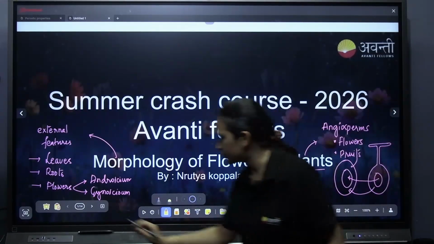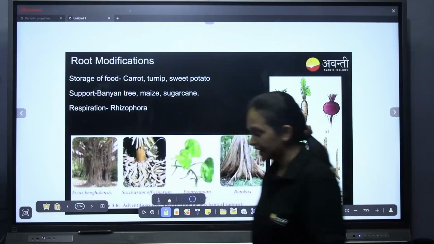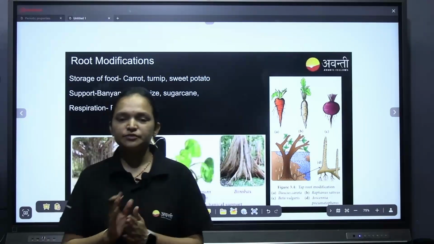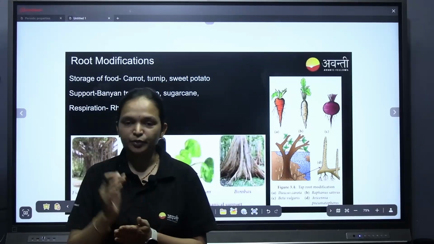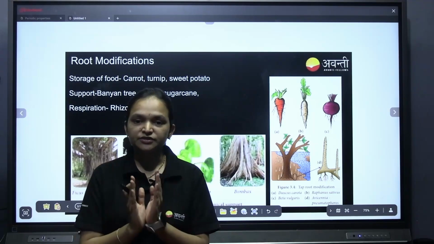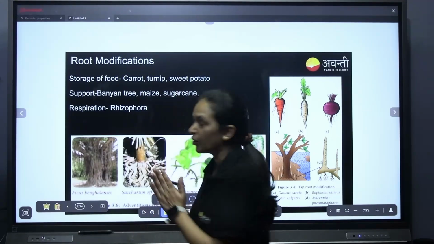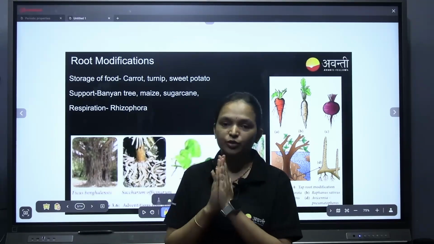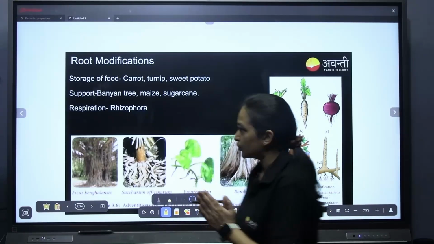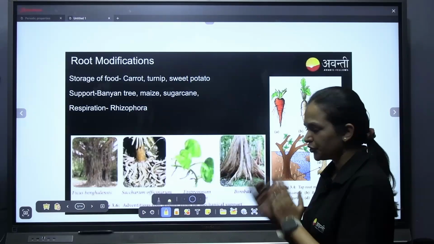So in today's class we are going to learn morphology of flowering plants. In that you have already learnt about the stem structures, everything, right? About the roots, types of roots, everything. In today's class we are going to directly get into the modifications, one of the important topics, and many of the questions are coming in modifications. So first is root modifications. What do you mean by modifications?